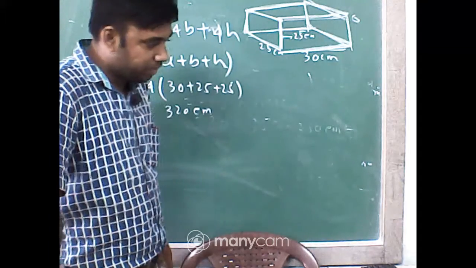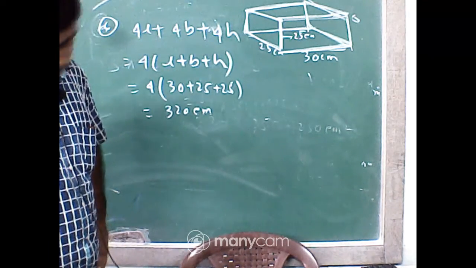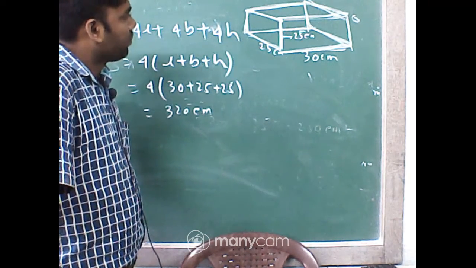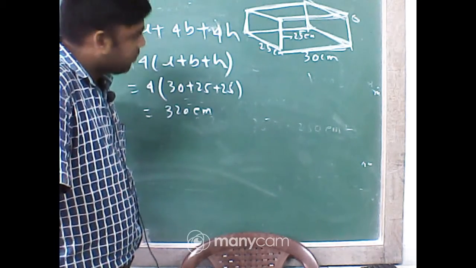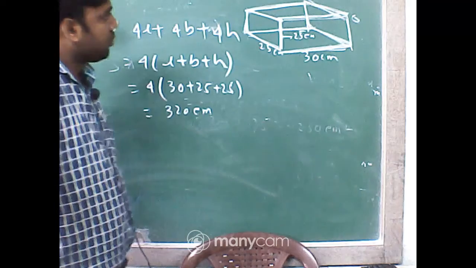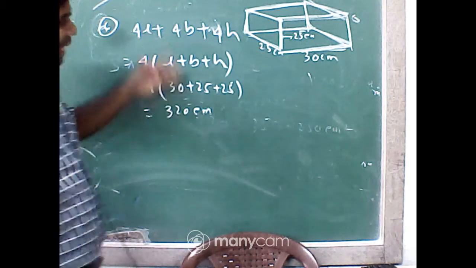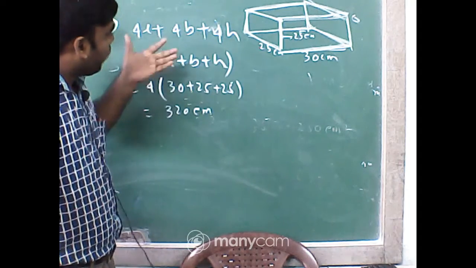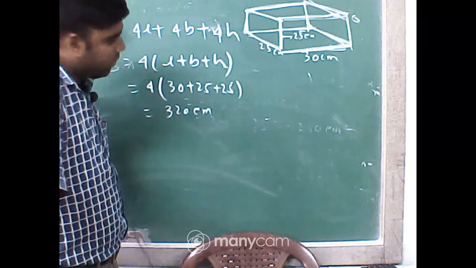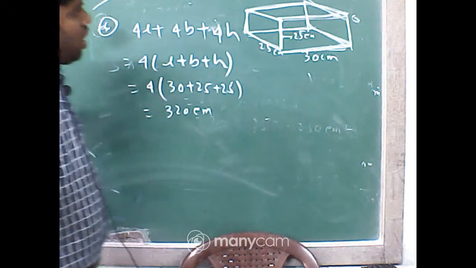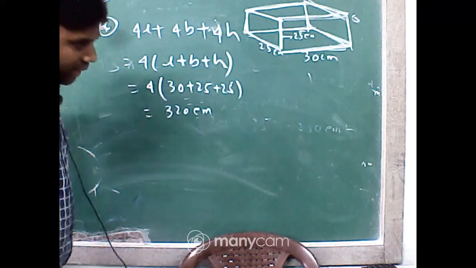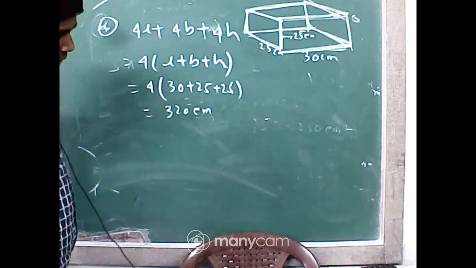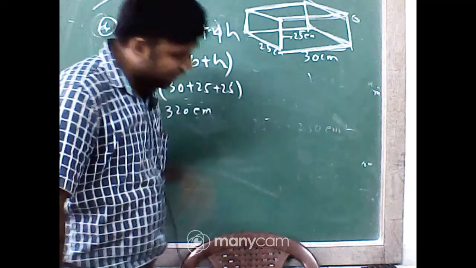Got it, everyone? Okay, any doubt regarding this portion? If you have doubt, tell me. I will try to solve your doubt, why it is 4L, why it is 4B, why it is 4H. Any doubt about 4L, 4B, 4H? If you have no doubt, okay, then I will shift.